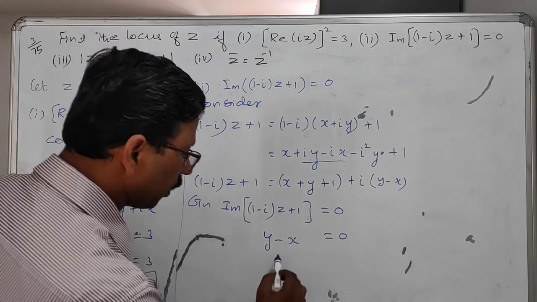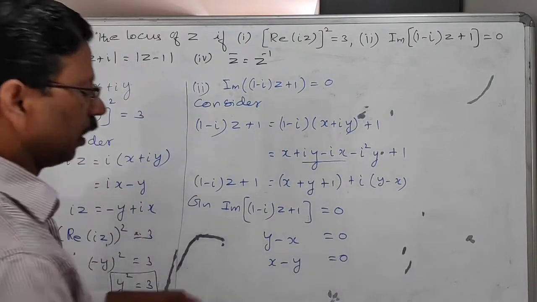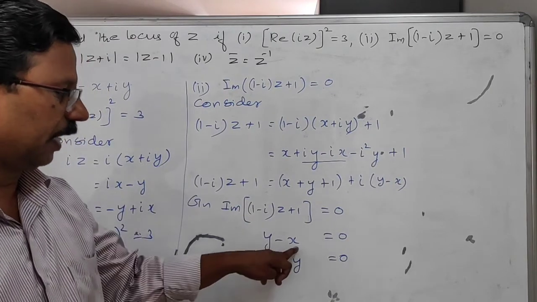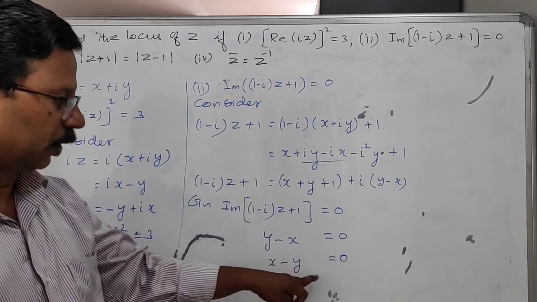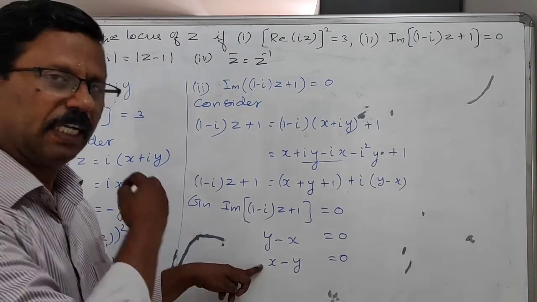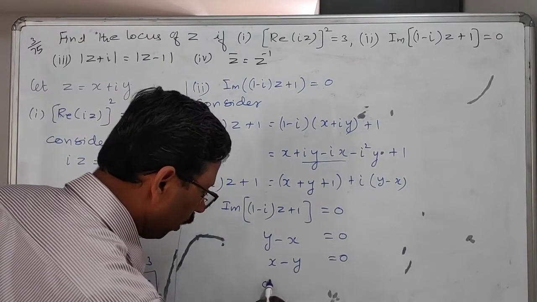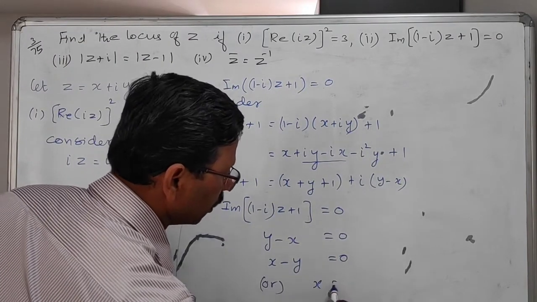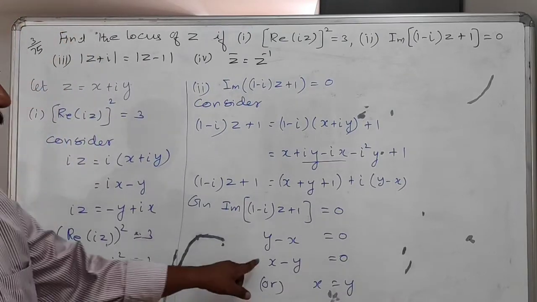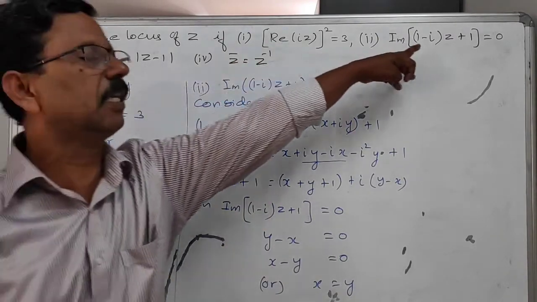This is the required locus, or you can say x minus y equal to 0, because we used to write x first. Then you can write minus x plus y. The first term should not be negative, so you can multiply by minus sign and you will get x minus y equal to 0, or you can say x is equal to y. You can write any one of these two as the final result for the locus of this second subdivision.